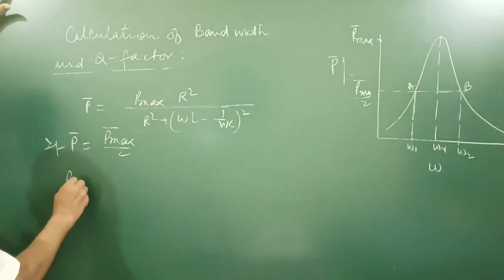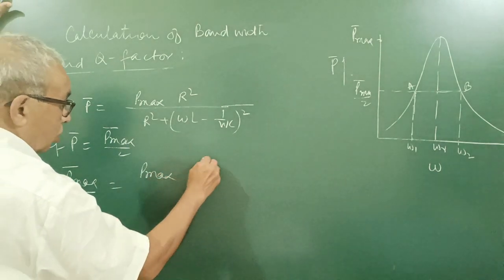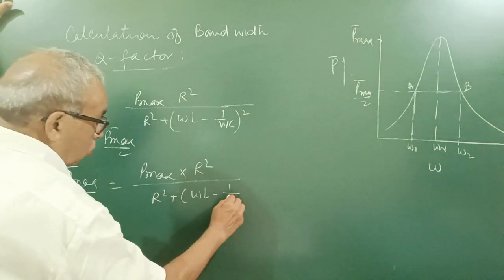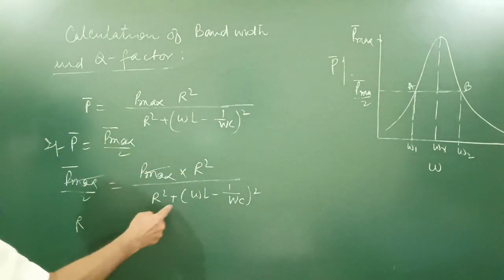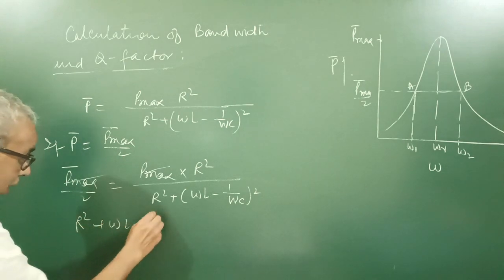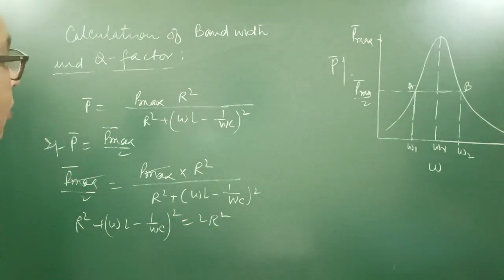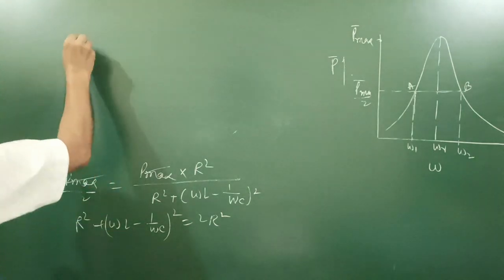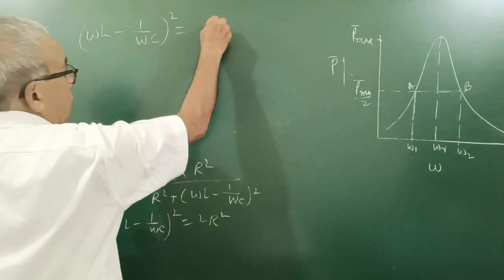then putting P maximum by 2 equal to P maximum R square upon R square plus omega L minus 1 upon omega C whole square, we get from here, R square cancels, R square plus omega L minus 1 upon omega C whole square equal to 2 R square. And from this we get omega L minus 1 upon omega C whole square equal to only R square.